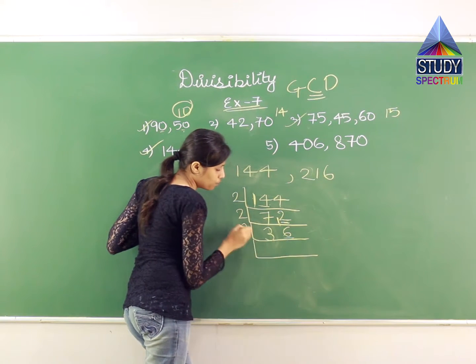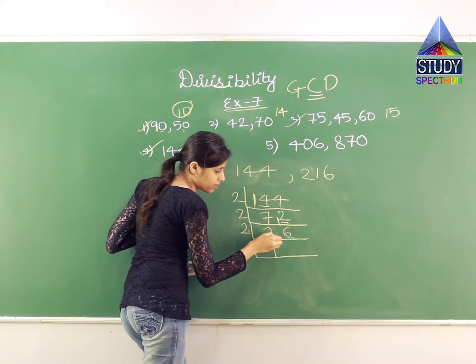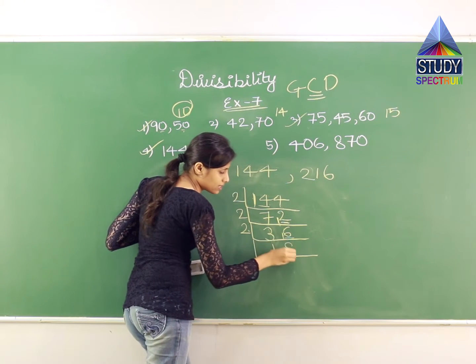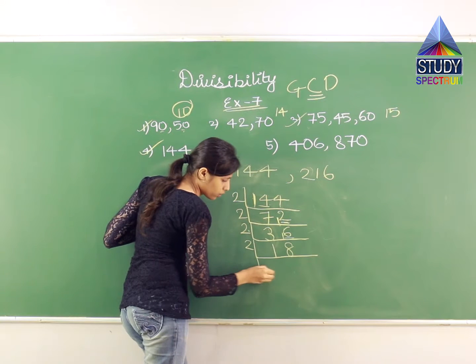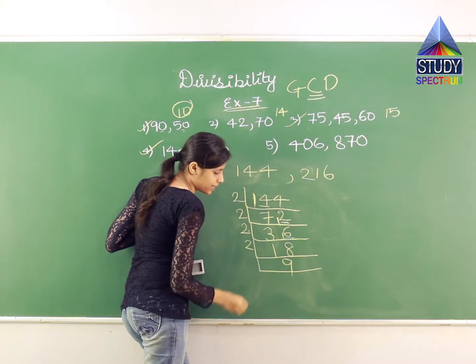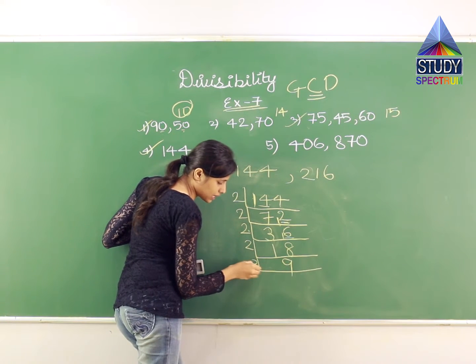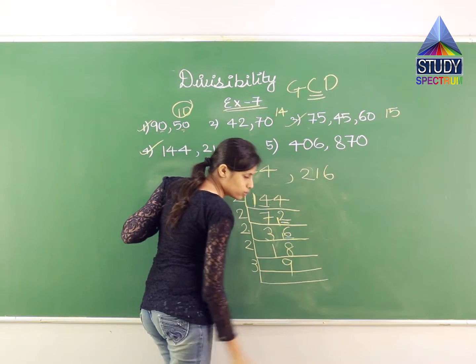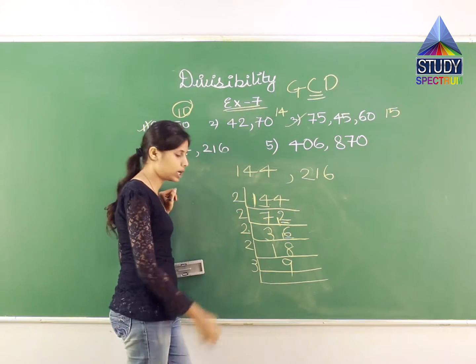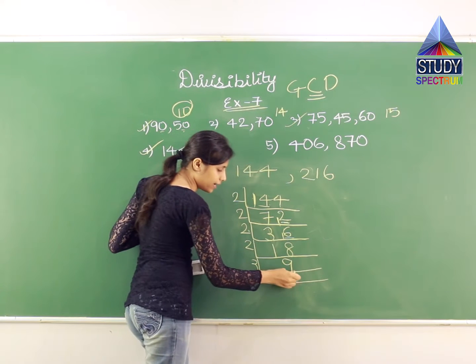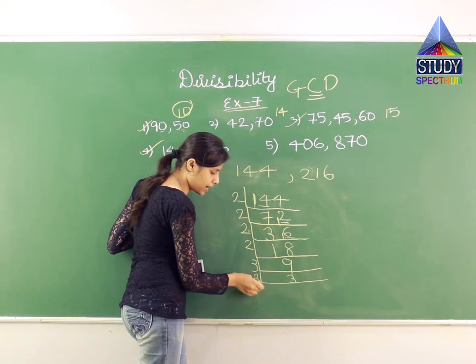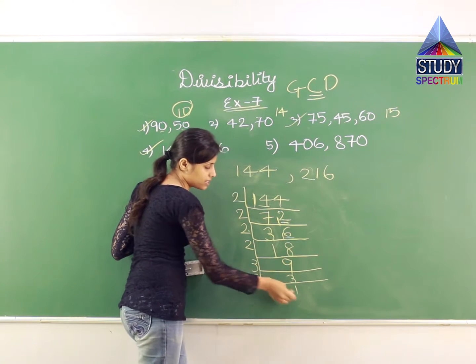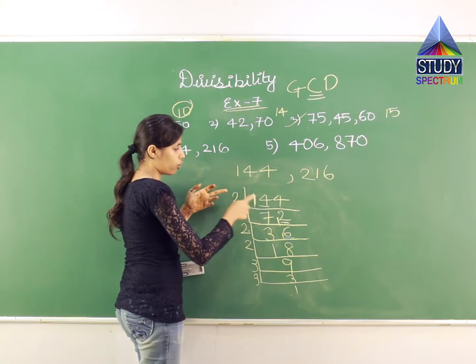So I'll divide it by 2. 2 1s are 2, but over here I have 3, so 1 over here. 2 8s are 16. Again 2. 2 9s are 18. Then I will divide it by 3 because 9 is not divisible by 2, right? 9 is divisible by 3, so I'll divide it by 3. 3 3s are 9. Again 3. 3 is not divisible by 2, so I'll write 3. 3 1s are 3. So that is what I have got.